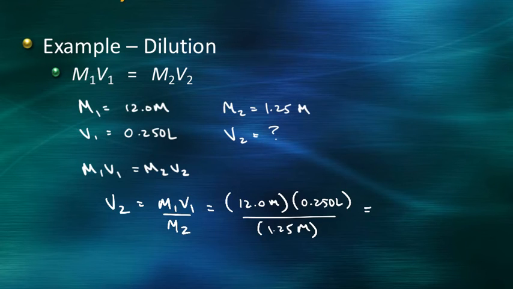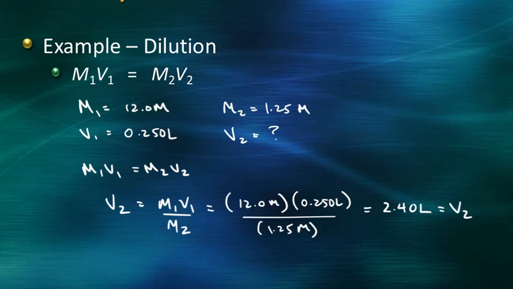And we're going to round that to 3 significant figures. So let's see, we got 12.0 times 0.25 divided by 1.25. This comes out to being 2.40 liters. Okay, and this would be the final volume, right? If it asks, what's the final volume that you would need to turn it into, that would be correct.